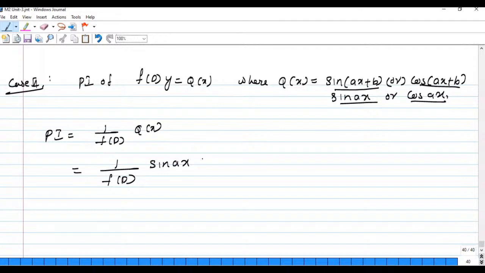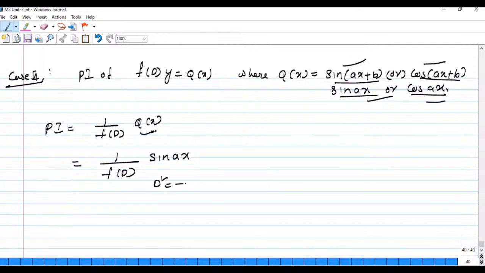In case Q of x is e power x, we substitute D equal to a. So if Q of x is any one of these, sin ax plus b or cos ax, then put D square equal to minus a square and apply the same procedure. Just for our convenience, I am writing f of D square in the denominator. So put D square equal to minus a square. This will be the PI when f of minus a square is not equal to 0.